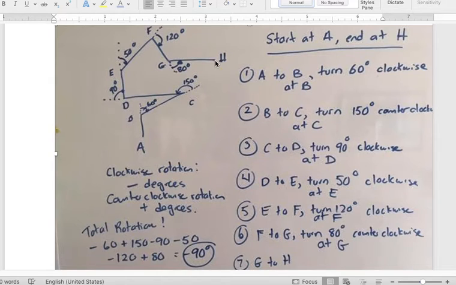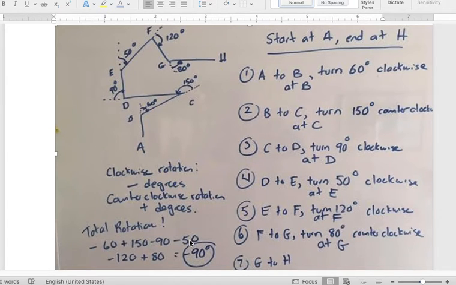So remember from your reading, a clockwise rotation you count as negative degrees. A counterclockwise is considered positive degrees. So if we take all these rotations that we did and add them up, we did a 60-degree clockwise, that's negative 60. We did a 150 counterclockwise, that's plus 150. We did a 90 degrees clockwise, that's minus 90. We did a 50 degrees clockwise, that's minus 50. We did 120 degrees clockwise, that's minus 120. And then we finally did an 80-degree counterclockwise, that's plus 80.